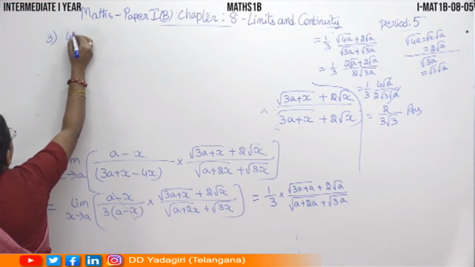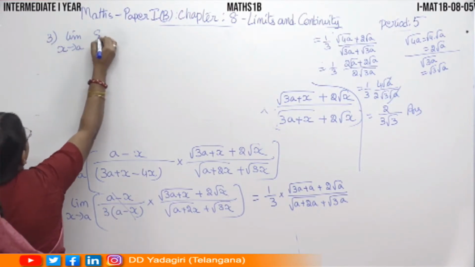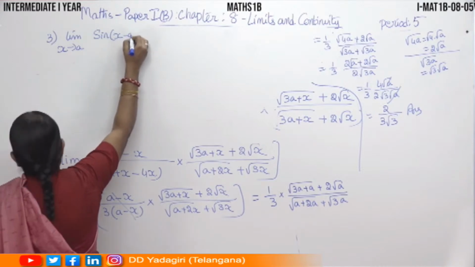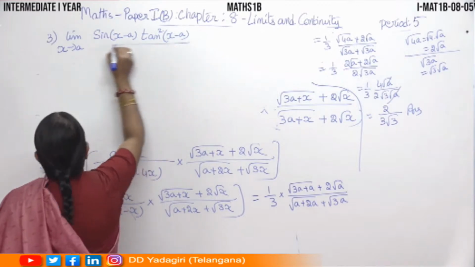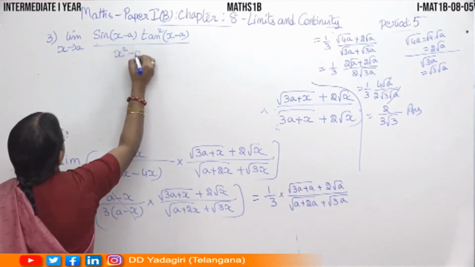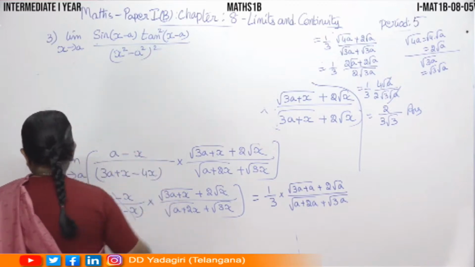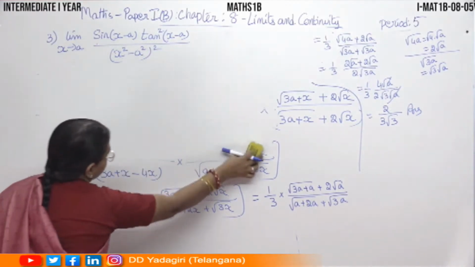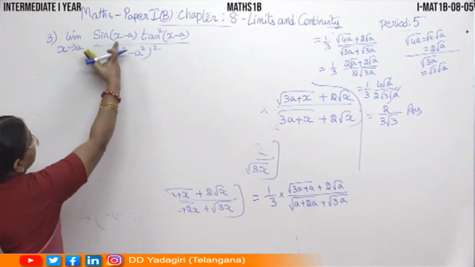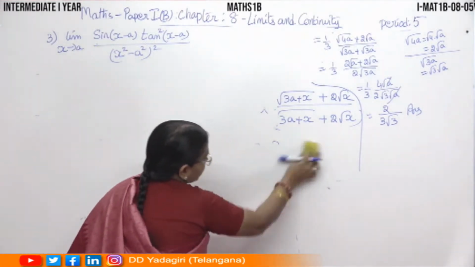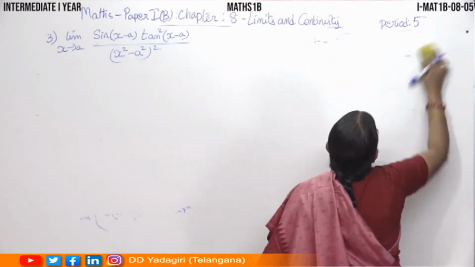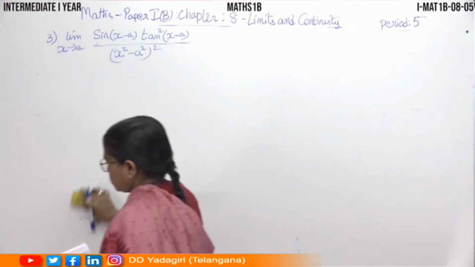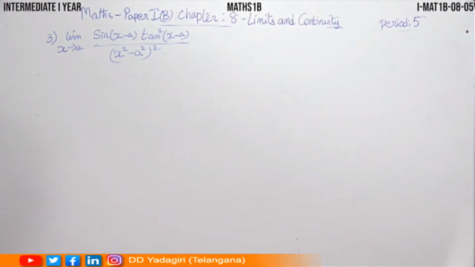Limit x tending to a of sin(x − a) into tan²(x − a) by (x² − a²) whole square. So we know x² − a²; we have x − a here. So x² − a² we will write as (x − a)(x + a), and that whole square is there. So we'll split it and do it like this.